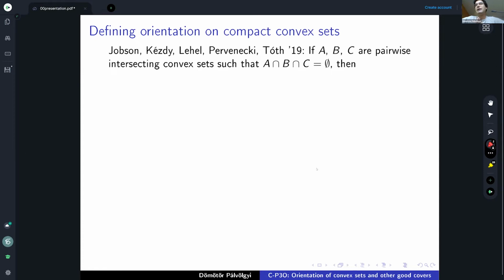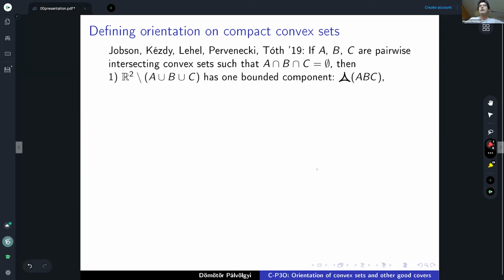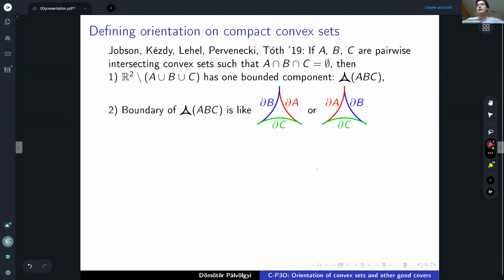And here we are building on a paper that gave us this whole idea to look at this problem. There's a paper by Jobson, Kézdy, Lehel, Pálvölgyi, and Tóth, that if A, B, and C are pairwise intersecting convex sets that do not have a point in common, then if you take them away from the plane, it will have one bounded component. This is what I called hollow in the previous slide.